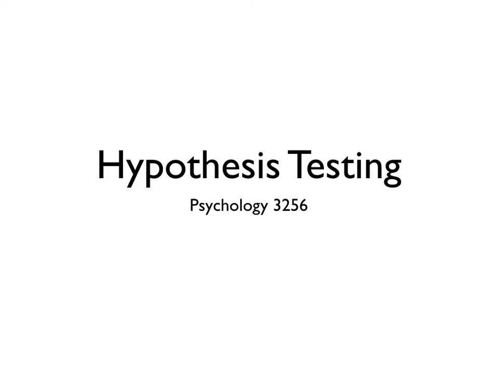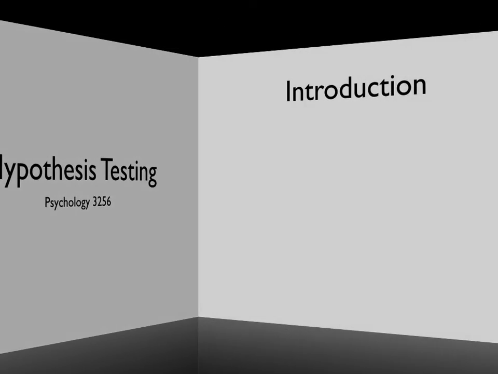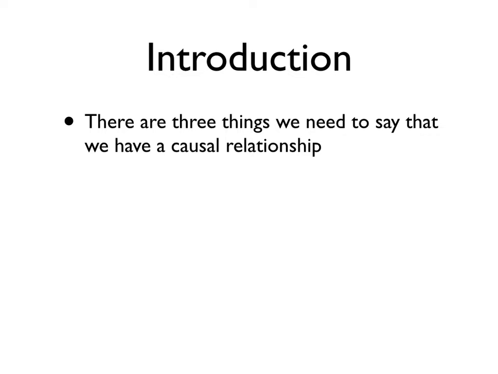So to talk about hypothesis testing, again, we're working into talking about new stuff, but I got to get you back to where you were from 21-26. And maybe this is a touch more advanced, but probably not too much. So there's three things we need to say we have a causal relationship, right? Three things.